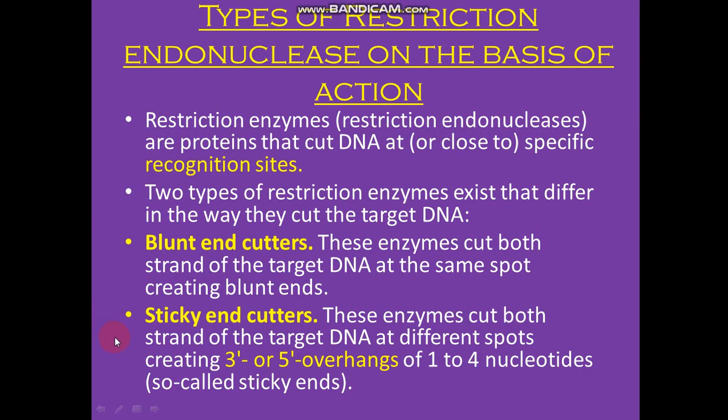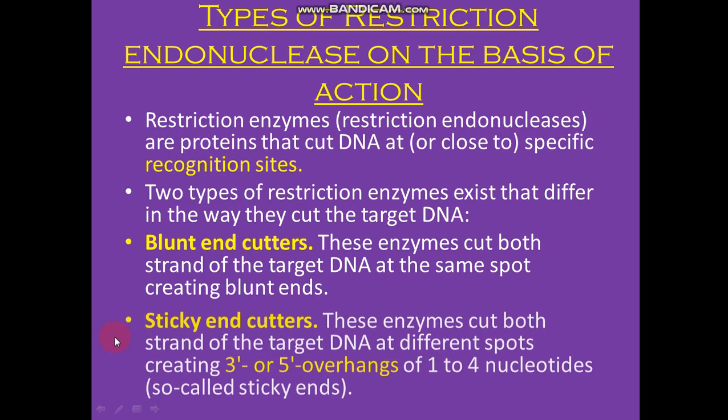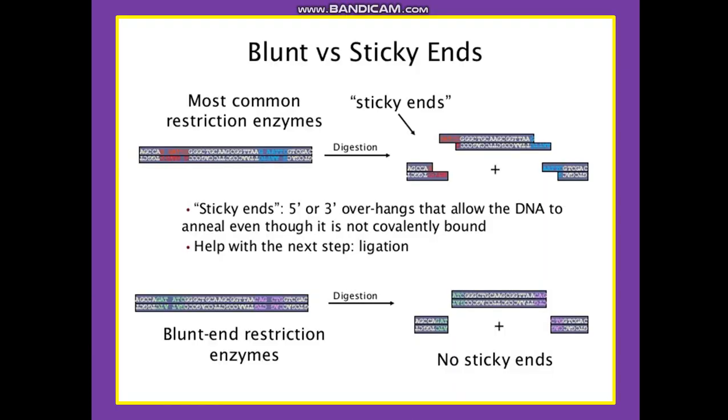The second kind of cut here was the blunt end cutters. See here the example of blunt end cutters. Here what happens? Here see, the cut is produced in a straight manner. So the ends which are produced are straight, so they do not have protruding ends hanging. Although they can also be joined, they have their own importance in gene cloning.